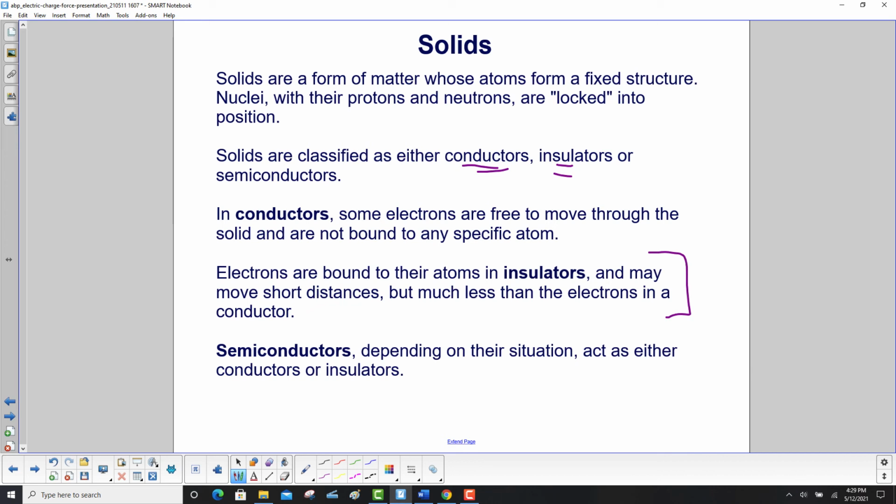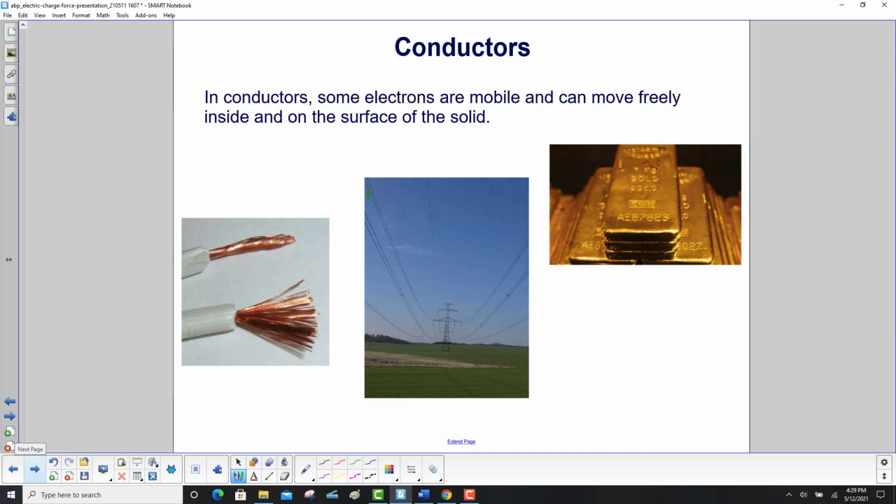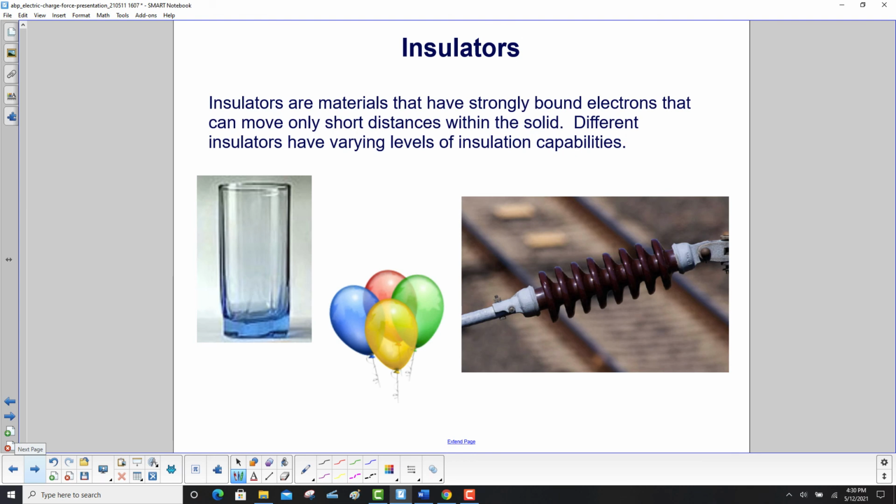Semiconductors, depending on their situation, act as either conductors or insulators. In conductors, some electrons are mobile and can move freely inside and on the surface of the solid. Examples are copper wires, transmission lines, and metals such as gold. Insulators are materials that have strongly bound electrons that can move only short distances within the solid. Different insulators have varying levels of insulation capabilities. Examples are glass, rubber or plastic like balloons here, and these are insulators that insulate power lines from lightning strikes.